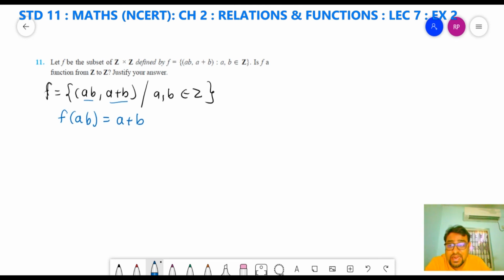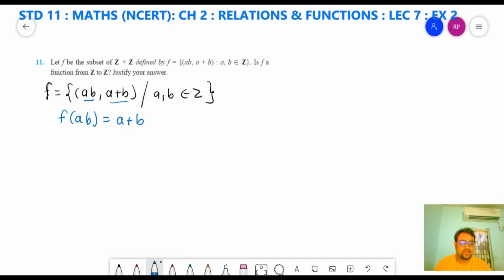Okay, so what was the criteria for function? Every element must have only one image, meaning whatever value of ab, we have only one value of a plus b. So now, if you want to prove it is a function, or that it's not a function, let's try to find a single example. If you are able to find a single example that for one value of ab there are two different values of a plus b, meaning two images, then it will not be a function.